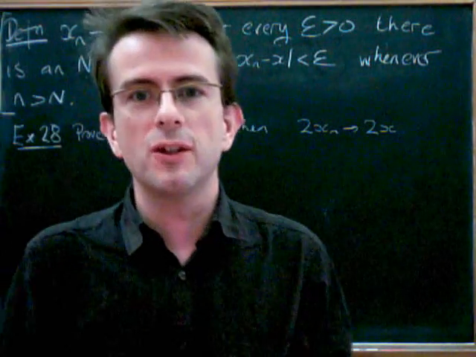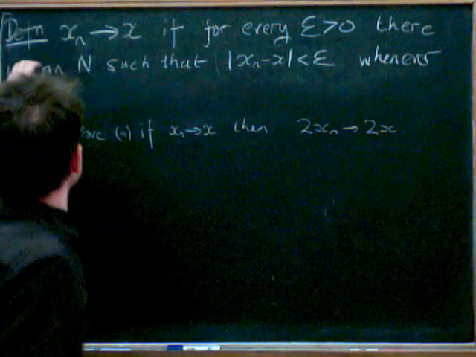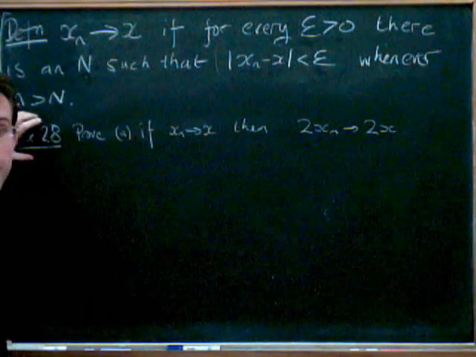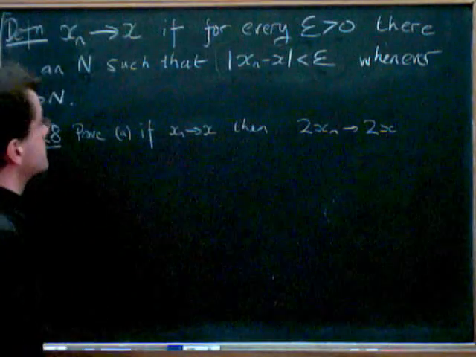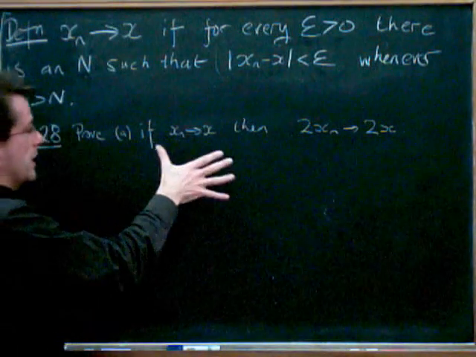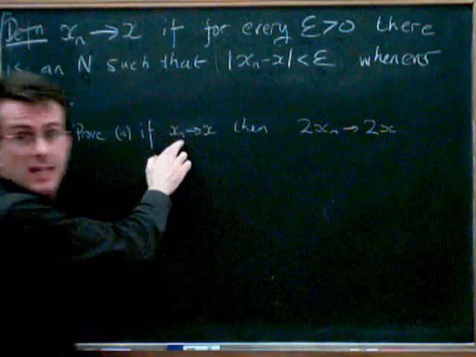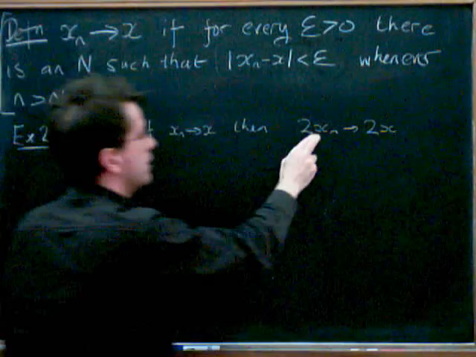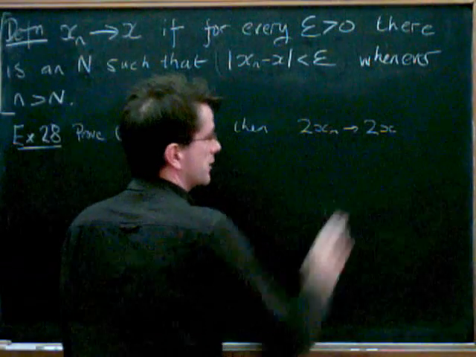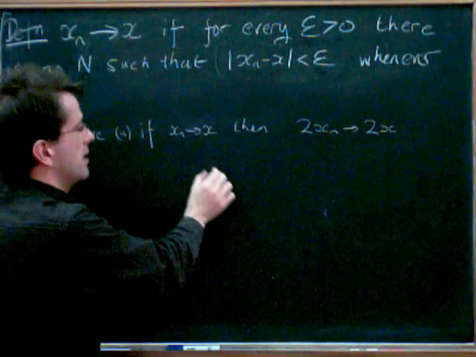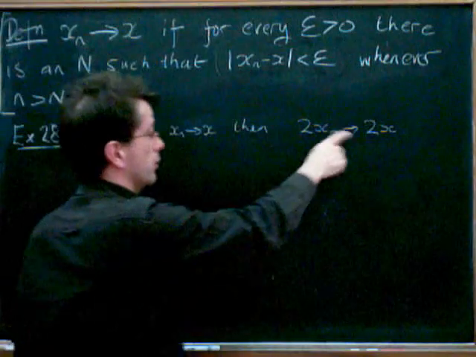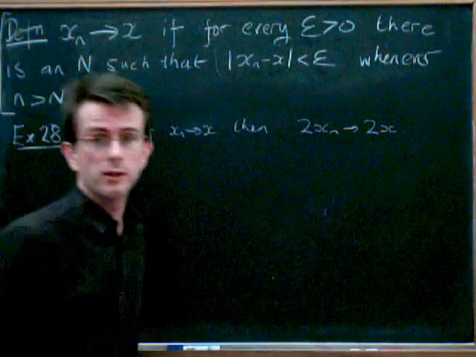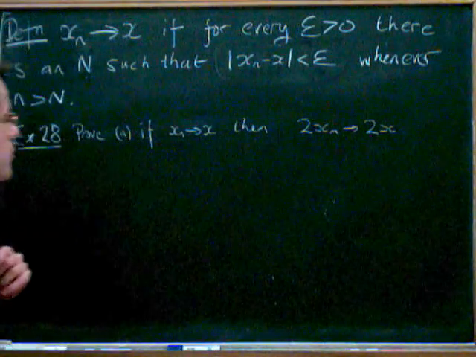Okay, so what I would like to do this time is another exercise. This time I want to do exercise 28. The first part of it, at least, says that if we have a sequence x_n tending to x, then twice that sequence tends to twice x. So if you've got a sequence tending to a limit, and you double every term in the sequence, then the result is that it tends to twice the limit, which should seem straightforward.